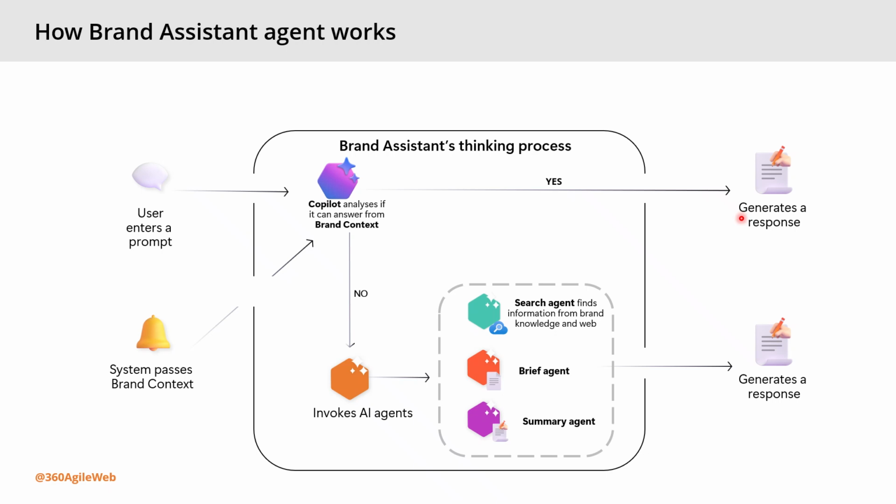If the brand context provides sufficient information, the brand assistant generates a direct response using that context only. However, it can also invoke other agents as shown in this diagram. If the brand context doesn't answer the prompt and more information is needed, then the brand assistant automatically activates one or more AI agents to search and organize the information and generate a response.